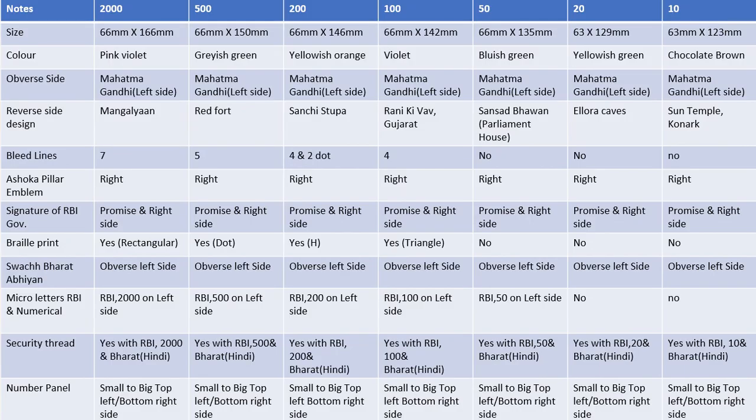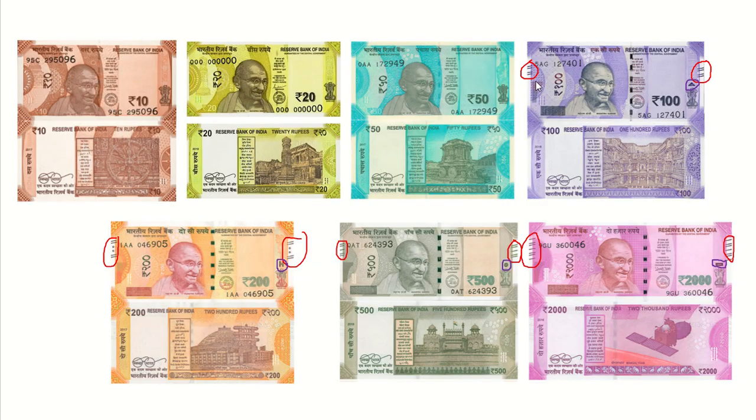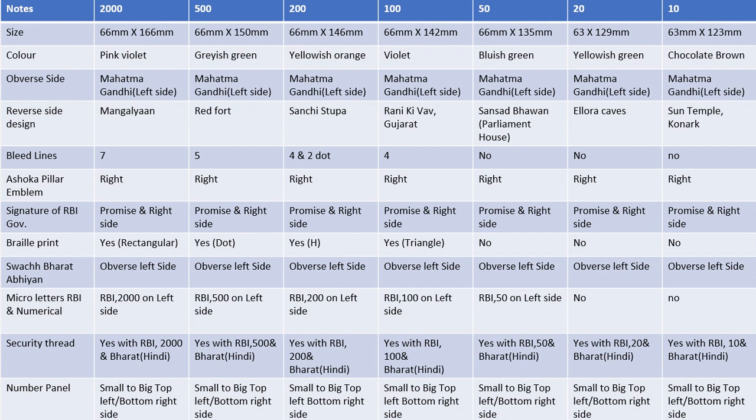The Ashoka pillar emblem is placed on the right side of all the currency notes. The signature of RBI, promise, and signature at the right side are present in all the currency notes. Braille print: the red circle denotes the bleed lines, whereas the blue one denotes the braille prints. In 100, there is a triangular braille print. In 200, H-like. In 500, circle. And in 2000, rectangular. Bleed lines and braille prints are not present in 50, 20 and 10 rupee notes.